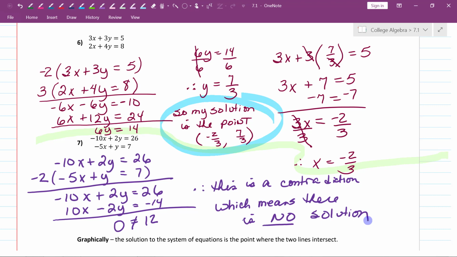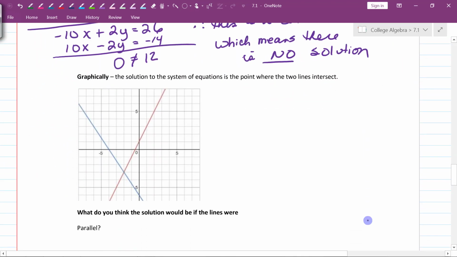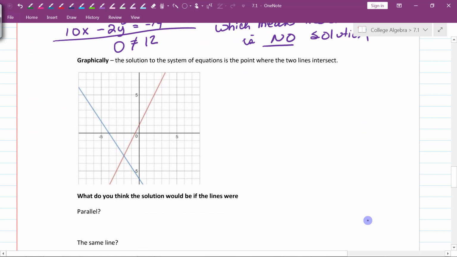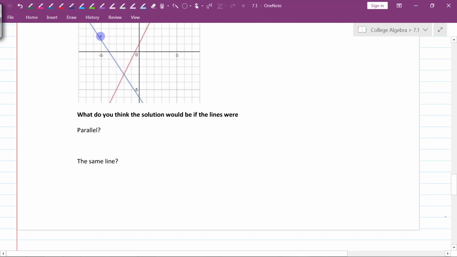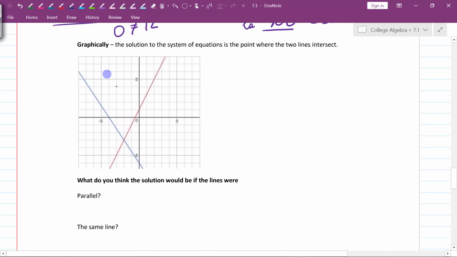Alrighty, our last problem, here we go. It says, graphically, the solution to the system of equations is the point where the two lines intersect. So that would be like this point right here. It says, what do you think the solution would be if the lines were parallel? Well, if they're parallel, they never intersect, right? They just keep running beside each other the whole time. So if I drew a line like this, right next to this blue line right here, they would never intersect, so therefore there would be no solution.